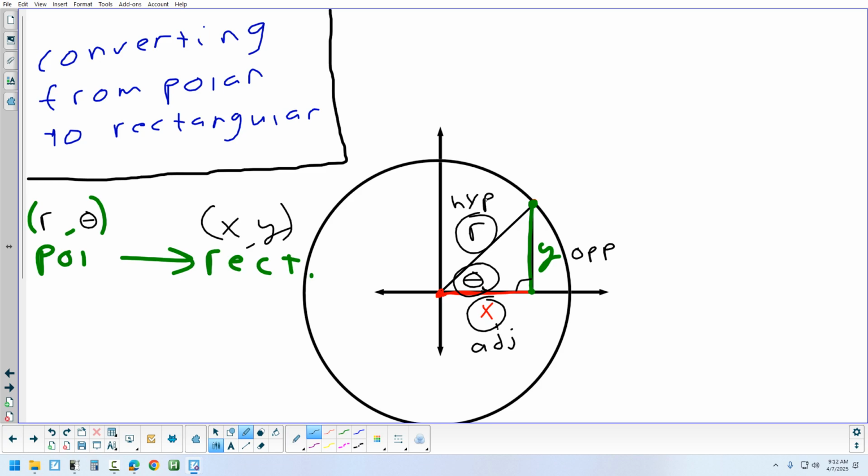Okay, so we're going to start with the X. What trig function would relate the side that we're going to try to find, which is adjacent, and the side that they're going to give me, which is hypotenuse? Which trig function has those two sides in it, adjacent and hypotenuse?